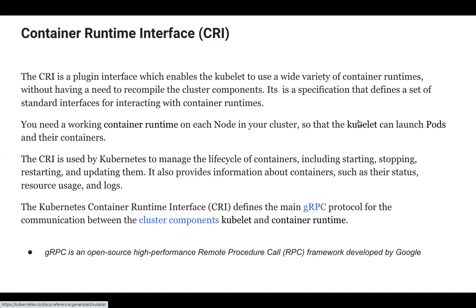So you need a working container runtime on each node in your cluster so that the kubelet, which we saw just in the previous slide, can launch pods and their containers. Launch pods and containers means initiate, create. Okay. CRI, the container runtime interface, is used by Kubernetes to manage the life cycle of containers. So that's what I was just talking about: starting a container, stopping a container, restarting, updating, the entire life cycle. It also provides information about containers such as their status, resource usage, and logs. Status means whether they're up and running or they've been stopped. What is the status?